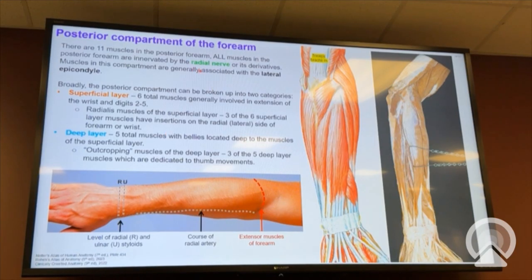So we generally associate the anterior forearm with the median nerve. There's a little bit of ulnar nerve in there. Side here, it's all radial, buddy. It's all radial and some of the derivatives of the radial nerve. So deep branches. We'll talk about the details.